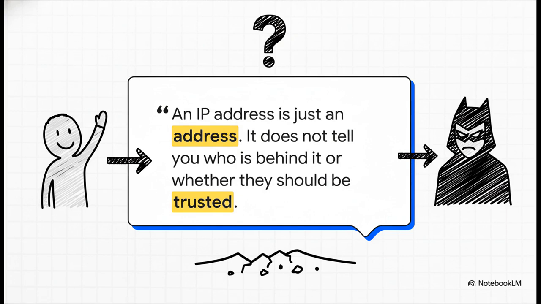We're kind of conditioned to think of an IP address as an identity, but it's not. It's just a location. It tells you nothing about whether the sender is a friend or a foe, which is a mistake a lot of people and even some security systems make. Just trusting an IP address is a really shaky foundation for security.